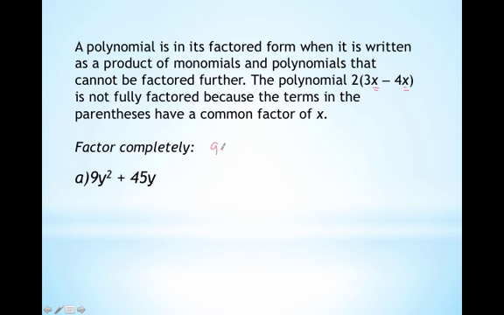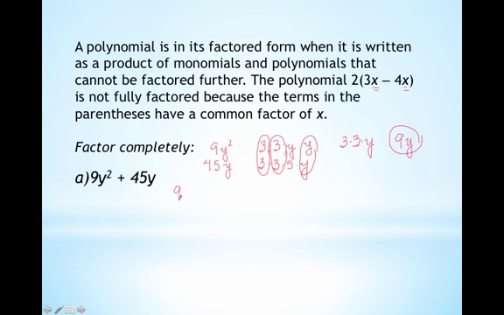Remember, my 9y squared could be factored into 3 times y times y. And my 45y can be factored as 3 times 5 times y. I've got a 3 that's common to both, another 3 that's common to both, and a y that's common to both. So I've got a 3 times 3 times y that's common in both of those, or a 9y. Okay, so 9y is common to both of these terms, so I can take that 9y out.